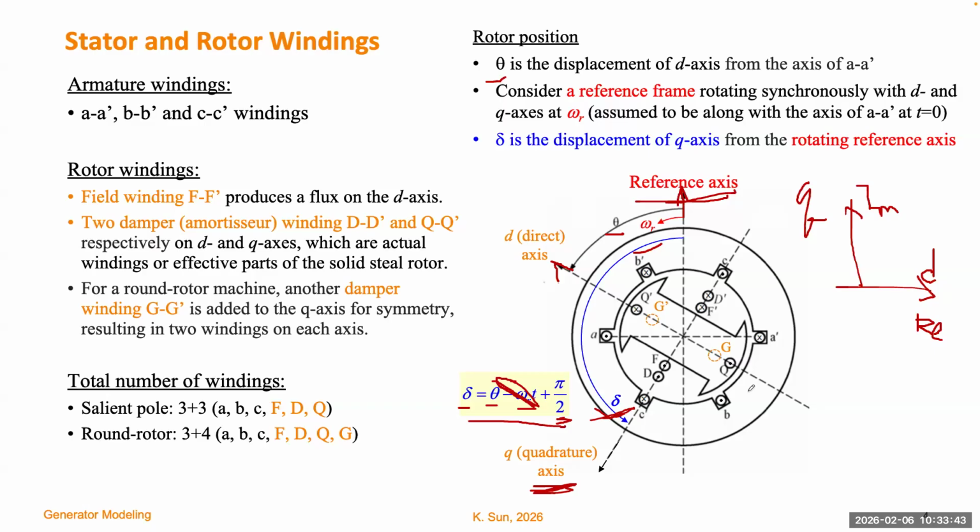So now just to summarize, theta is the actual position, and there's a fictitious reference frame revolving at synchronous speed, and delta is the Q axis relative to that reference frame. So if all the rotors of the entire power system revolve at exactly the same speed, the delta never changes. It will stay constant.